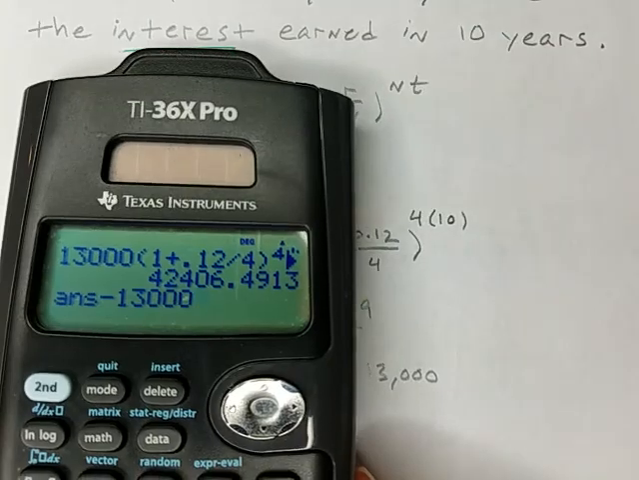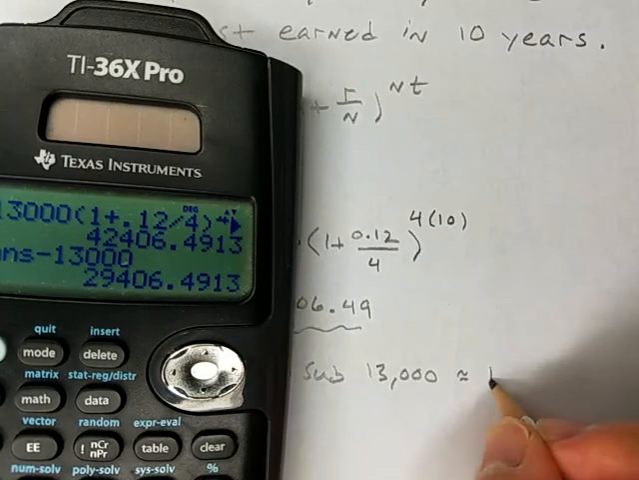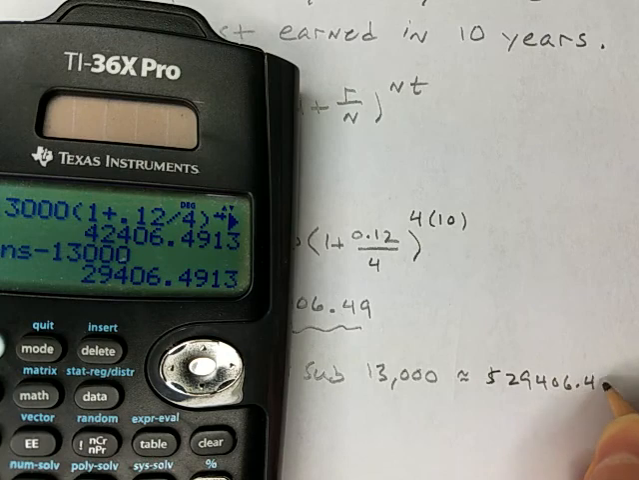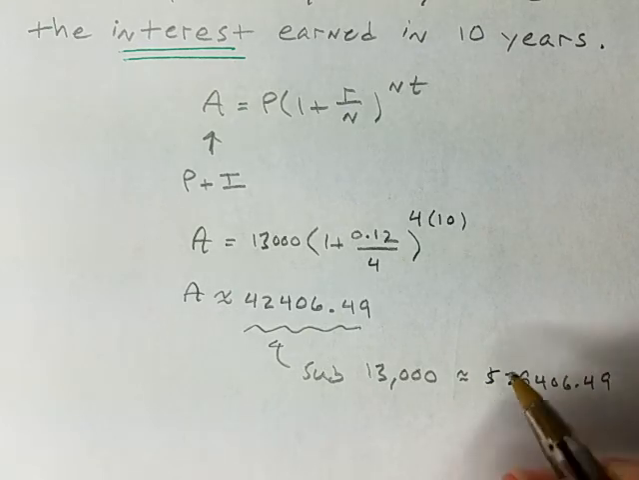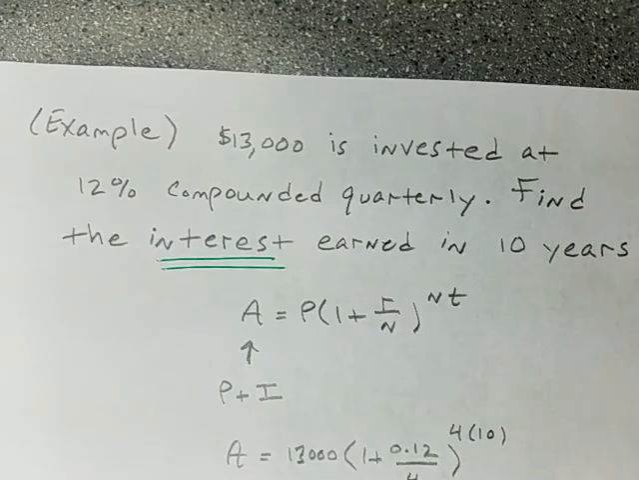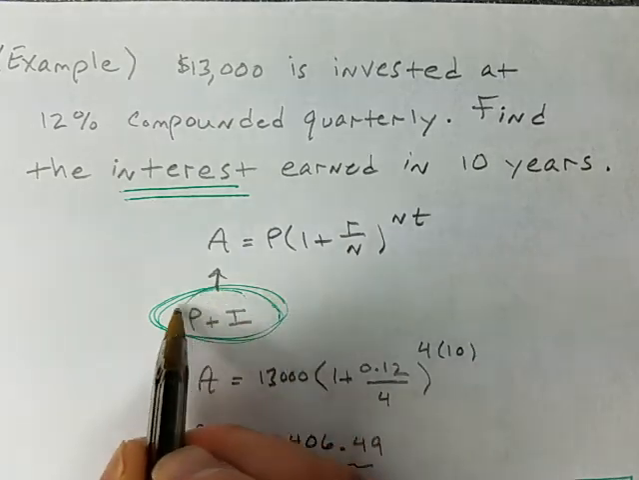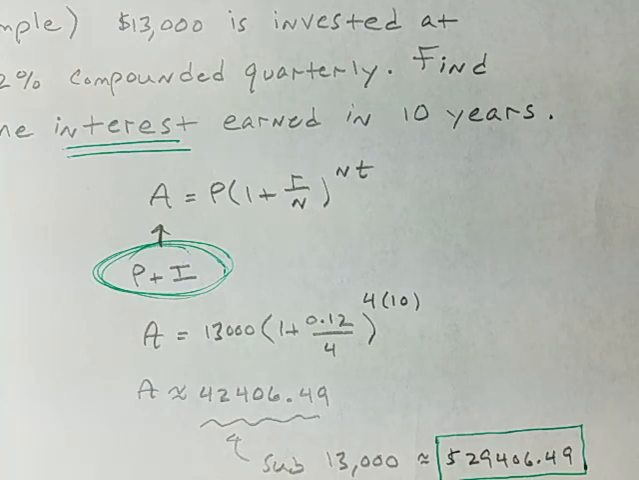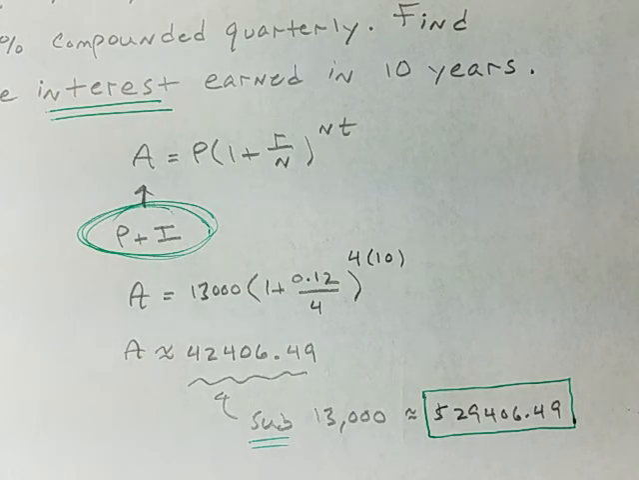So if I subtract 13,000, that turns out to be 29,406 and 49 cents. Okay, so there we go. Just remember, we have to look for keywords in the problem. That's the one that jumped out at me. I'm aware when I use this formula that the number I get is the principal and the interest. All right, so that's why we subtract. No big deal. We just have to subtract the principal out of it.